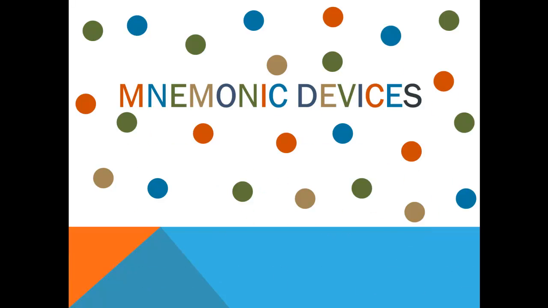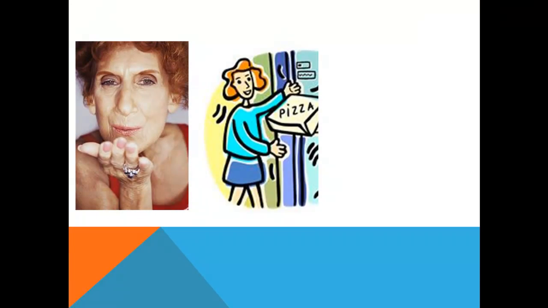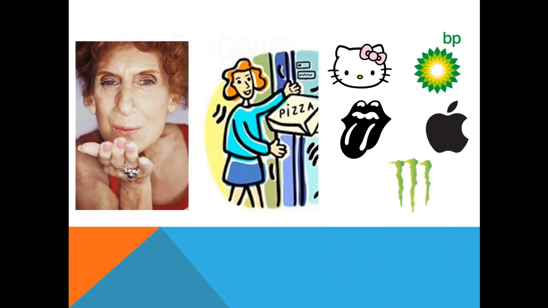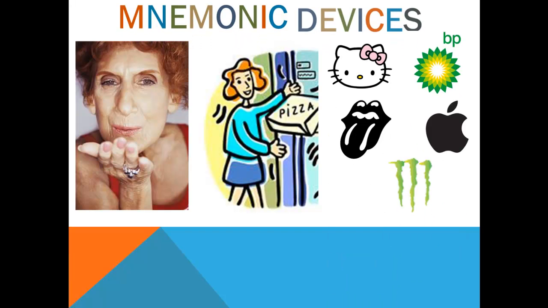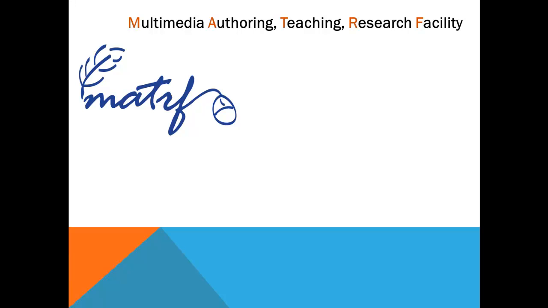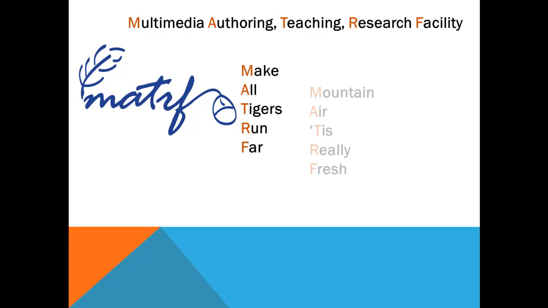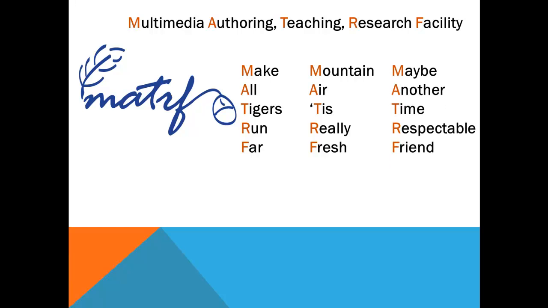So today, we diagnosed Aunt Sally, your educated mother, and others as being mnemonic devices, whether verbal or visual. Mnemonic devices are useful memory and design tools. One last pop quiz. Who can come up with a mnemonic device for this logo? So far, I've come up with Make All Tigers Run Far, Mountain Air 'Tis Really Fresh, and maybe another time Respectable Friend. Why don't you see what you can come up with?